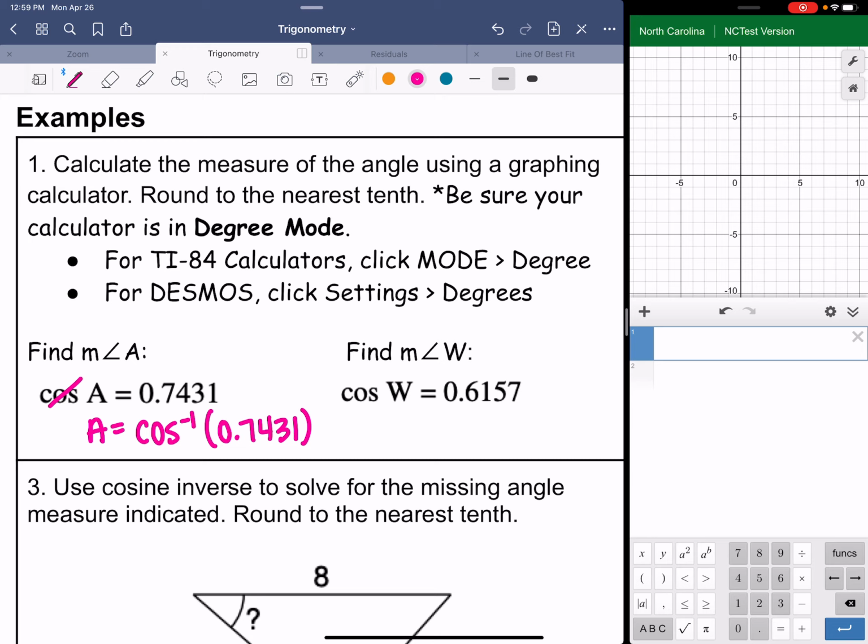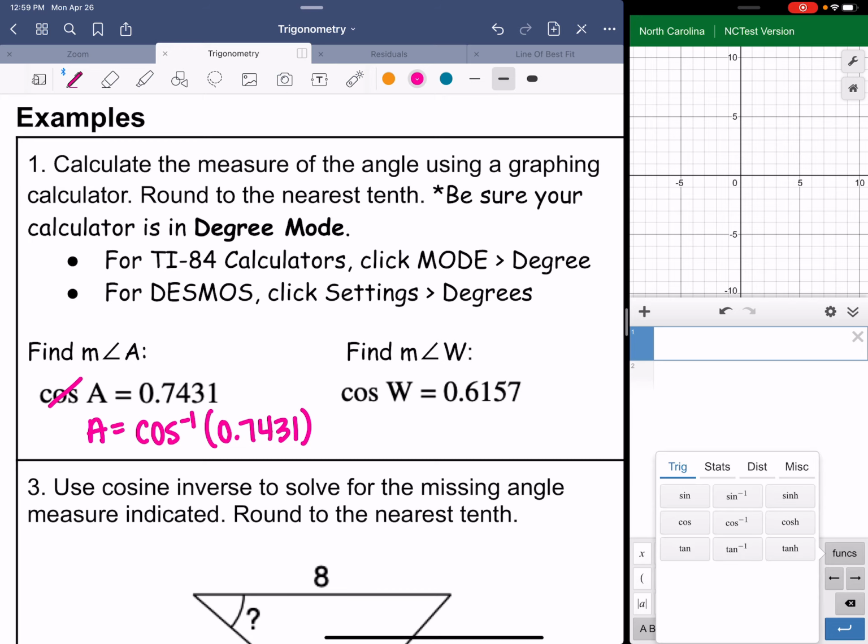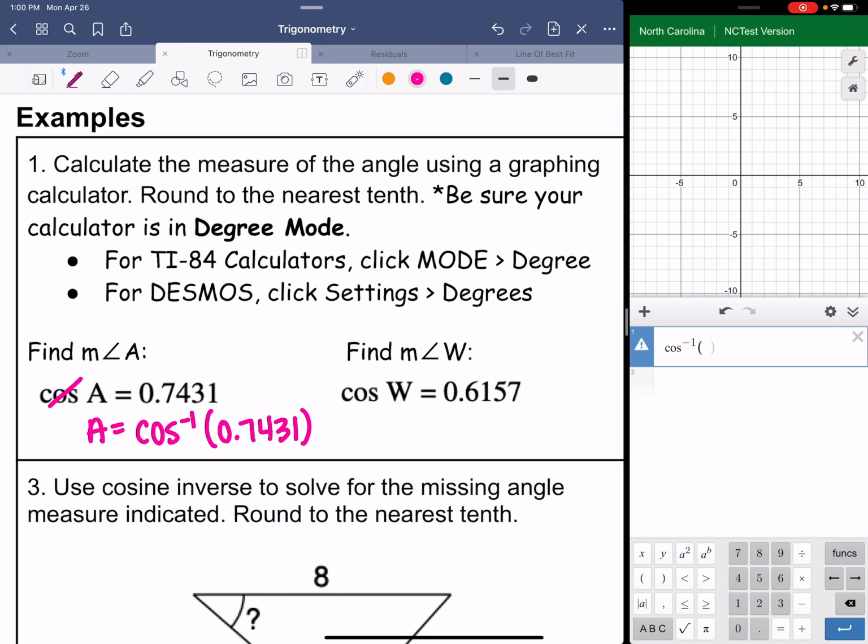So in Desmos, we just click Functions, Cosine Inverse, and then type in that decimal number. And that gives us the angle measure 42.00. Since we are measuring to the nearest tenth, that's just going to be 42.0 degrees.